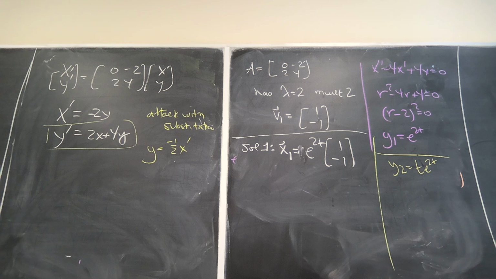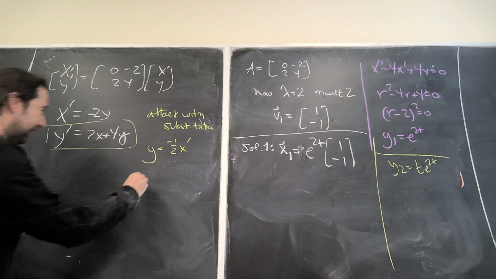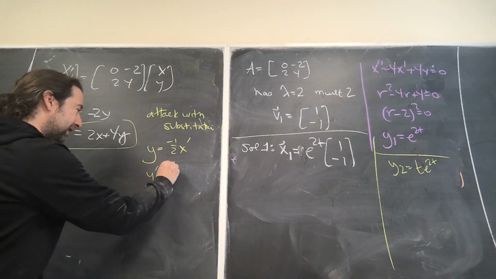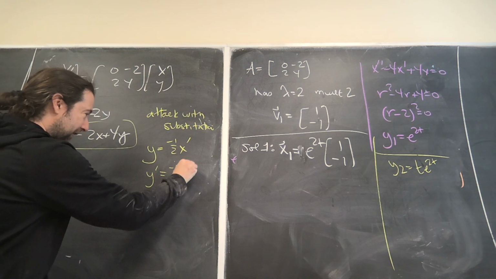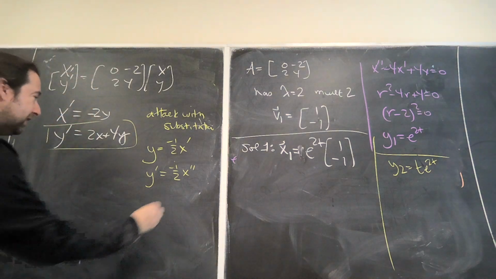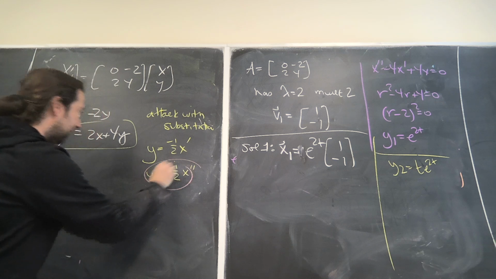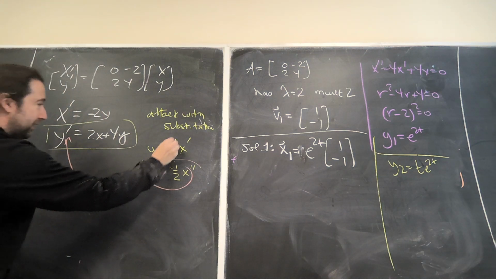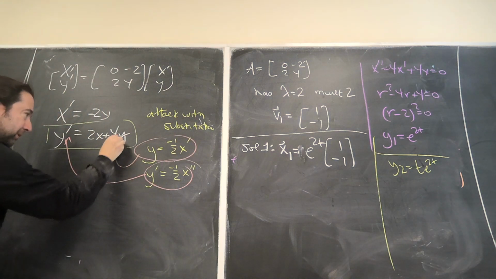I also have to get rid of that y prime. How am I going to do that? Take the derivative. Anytime I see a y prime, I could replace it with a minus 1/2 x double prime. So what I'm going to do is take this and replace that, and take this and replace that.